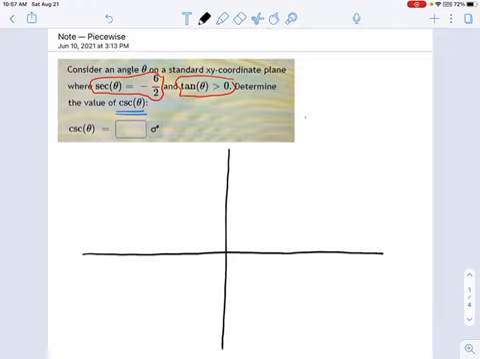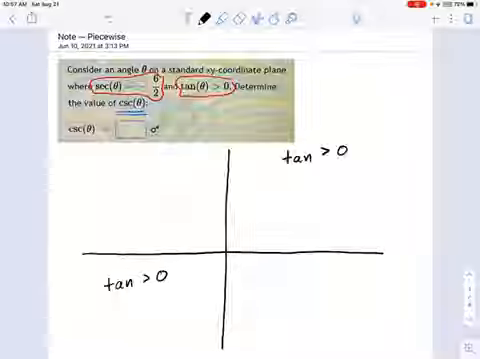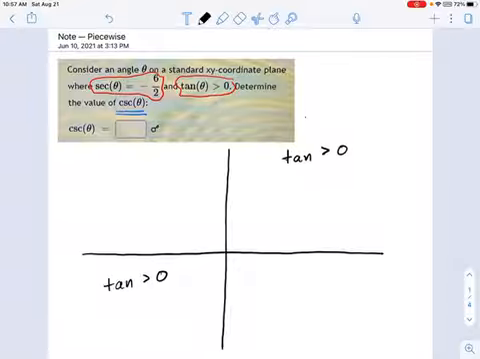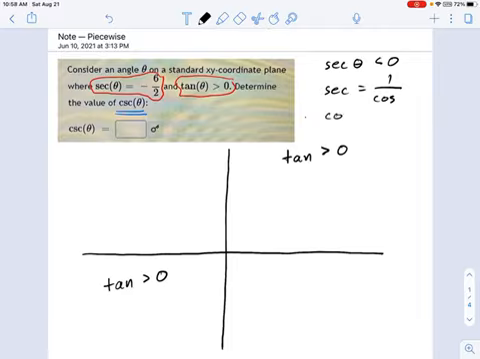Where are we? Well, tangent of theta is positive in two places. Tangent is positive in quadrant 1. It's also positive in quadrant 3. Okay, so that's useful. Now, where is the secant negative? Think about that. Secant of theta, if that's going to be negative, then since secant is the reciprocal identity of cosine, secant and cosine are reciprocals. If secant is negative, that means cosine is negative.